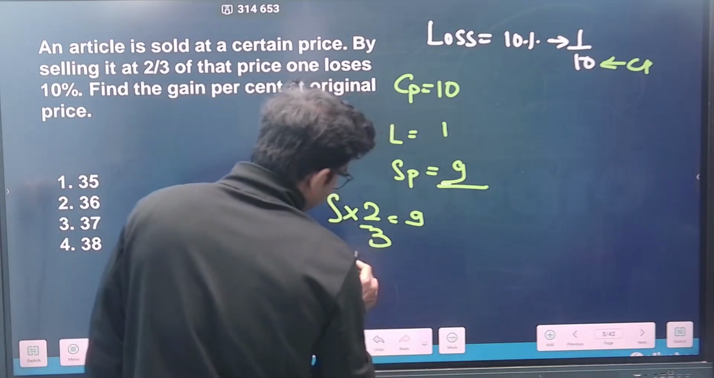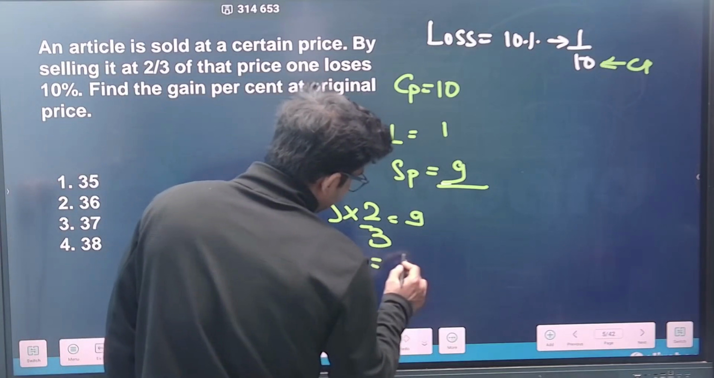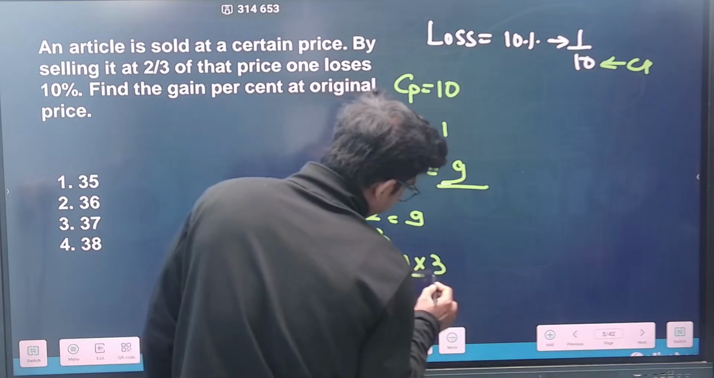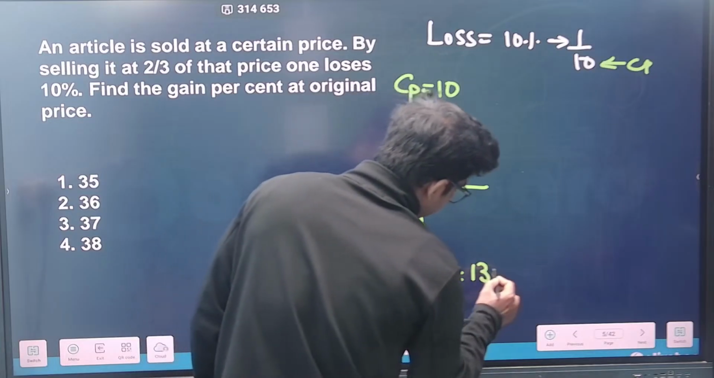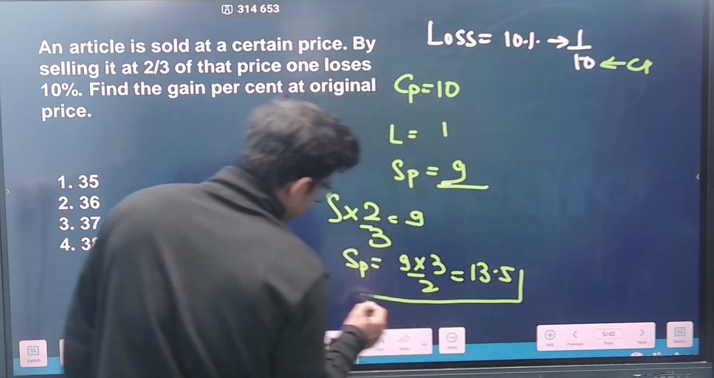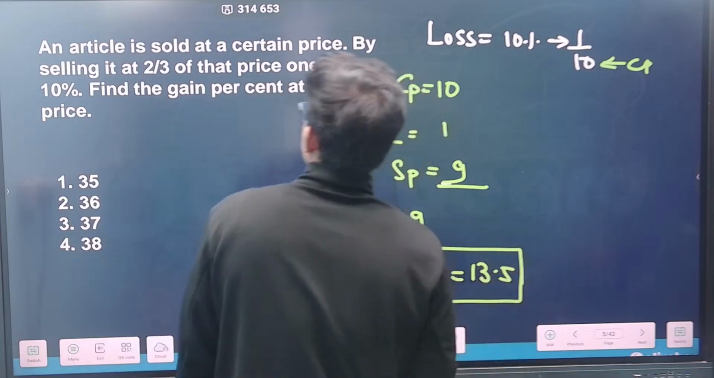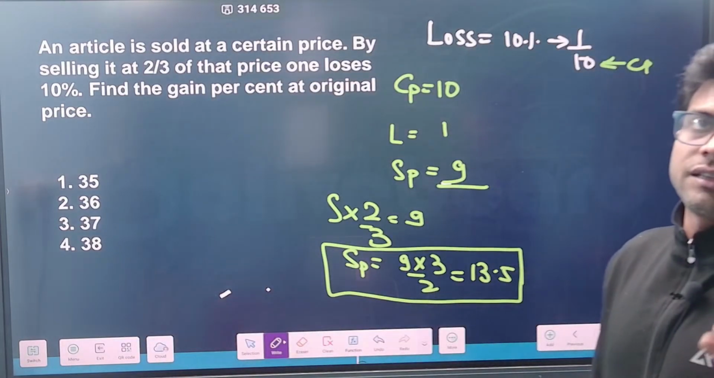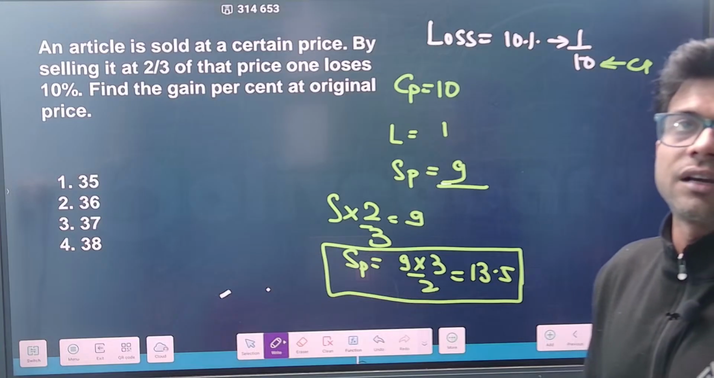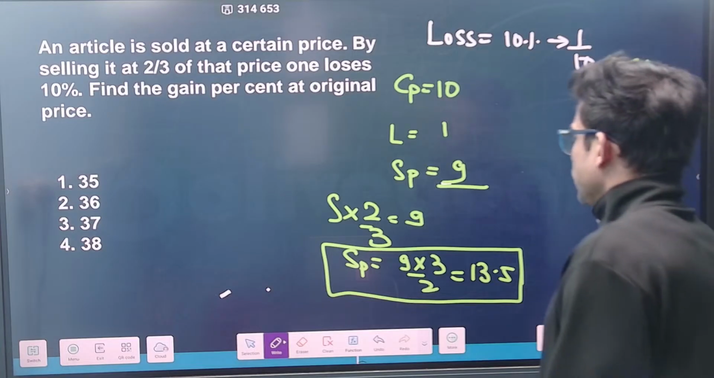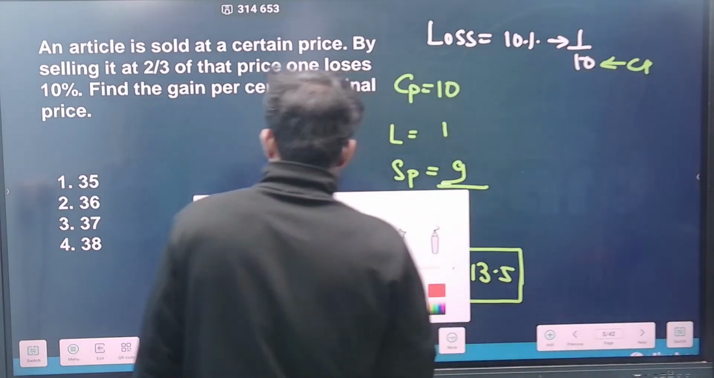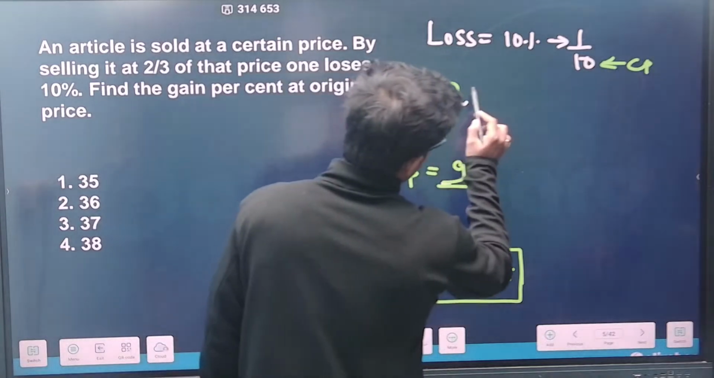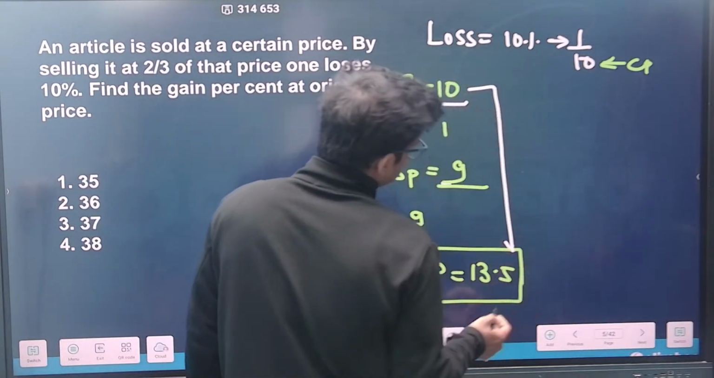So I can say that my selling price would be 9 into 3 by 2, which is 13.5. I hope this is clear. They're asking to find the gain percent at the original price. So how can you figure out the gain percent? Earlier, as we know, my cost price was 10 only. From 10 it is becoming 13.5.